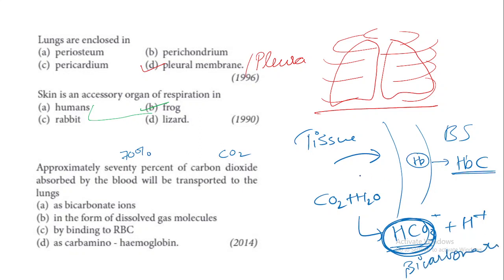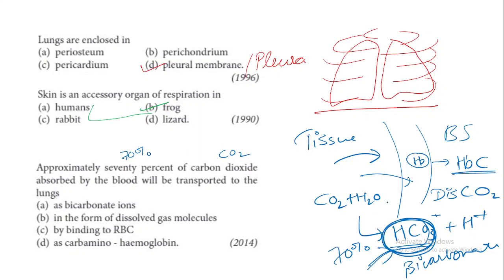Next form that it travels is simply in its dissolved carbon dioxide form. Okay, so I'll just write it dissolved CO2. So 70% of CO2 travels in the bicarbonate form. Now, how does it get converted here?